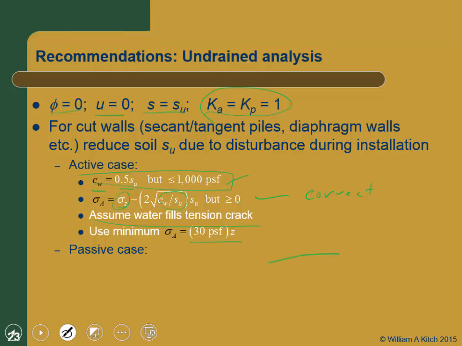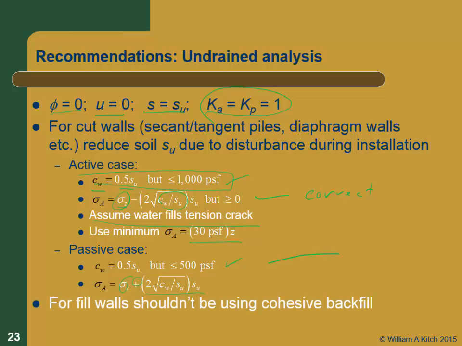So in the passive case, again, you should use one half of SU. In this case, they say, but less than 500 PSF. And again, now your lateral earth pressure is going to be sigma Z times Kp plus 2 times the square root of the ratio of the adhesion to the undrained shear strength times the undrained shear strength.